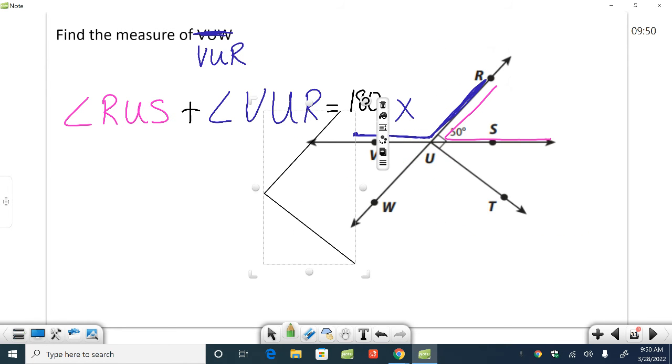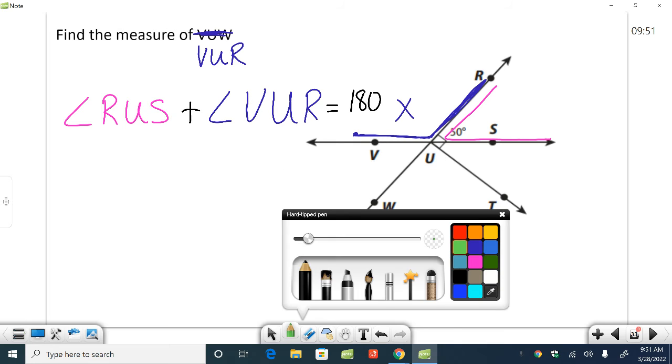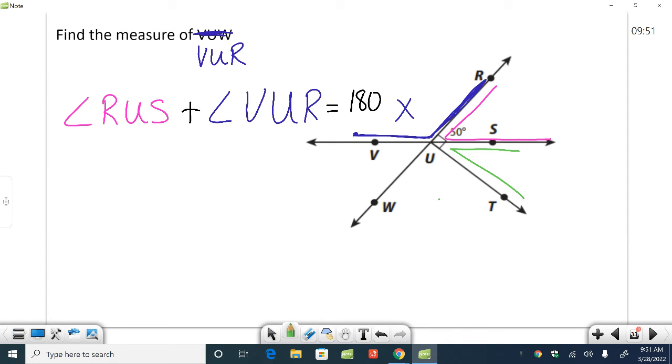So 90 split. This right here would be what? 45. 30, I'm sorry, 30. Because 50 plus 30 is 90. And so then it's 40 because I don't know how to add.